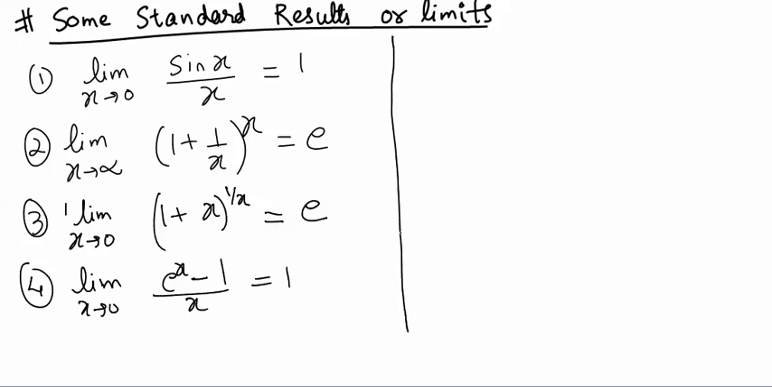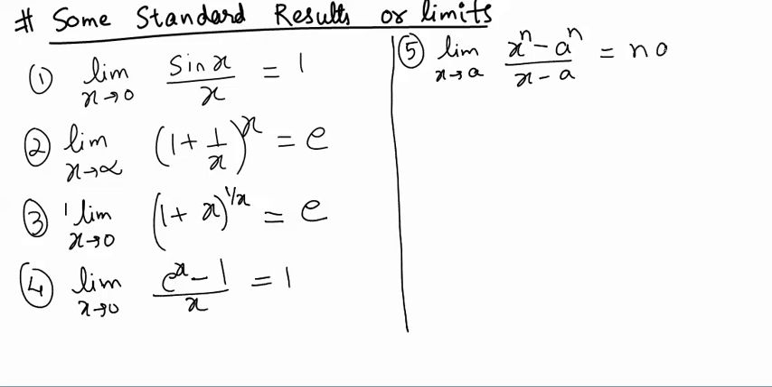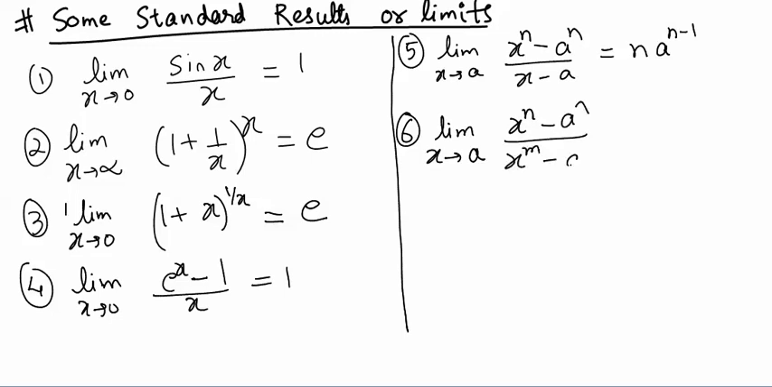I'm writing some results here also. Fifth, limit x tends to a of (x raised to n minus a raised to n) upon (x minus a) is n a raised to n minus 1. Similarly, limit x tends to a of (x raised to n minus a raised to n) upon (x raised to m minus a raised to m).